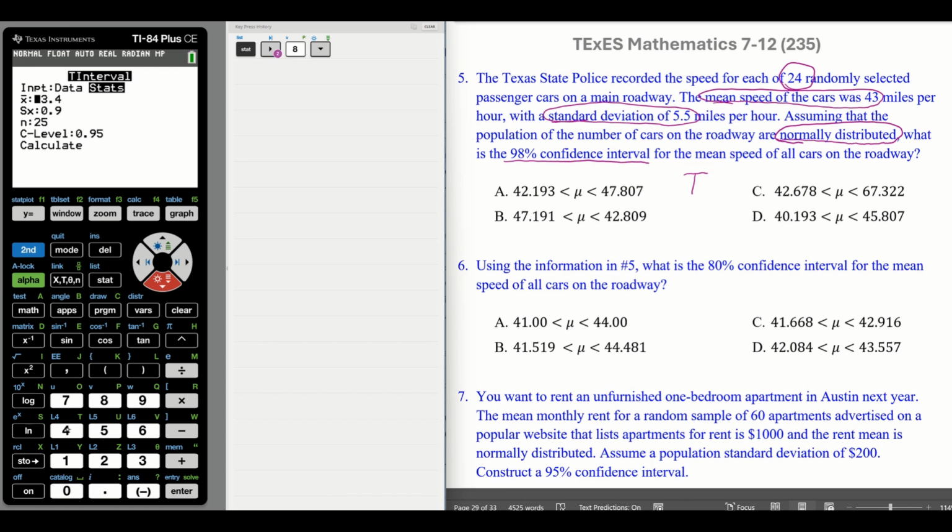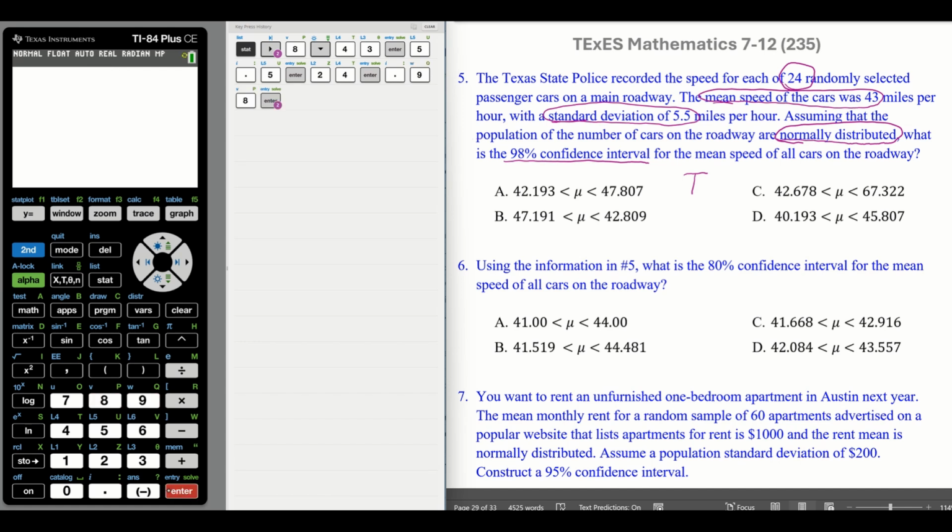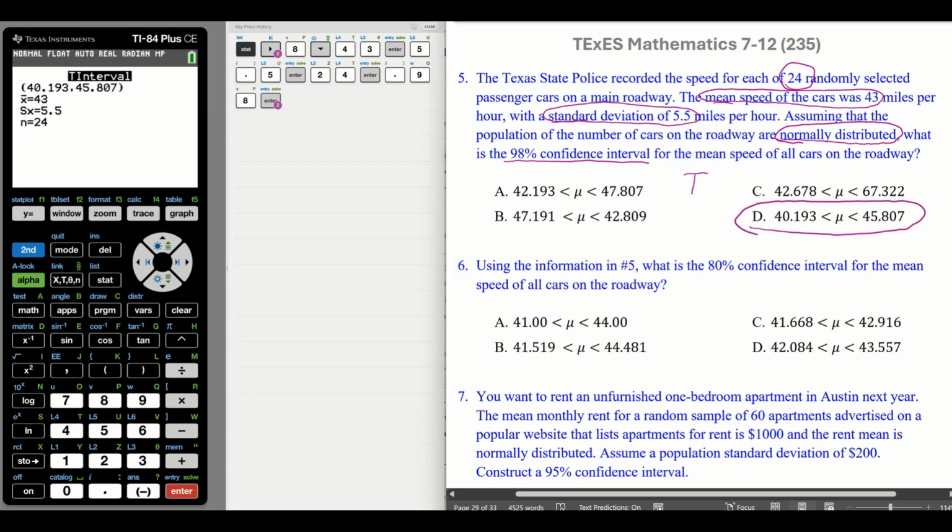and what do we have for our mean? 43, and our deviation is 5.5, sample deviation. We're replacing the population deviation, and that's 24. And what do we want? 98, .98. Okay. Do we have, yes, D is the only option that's actually close enough.